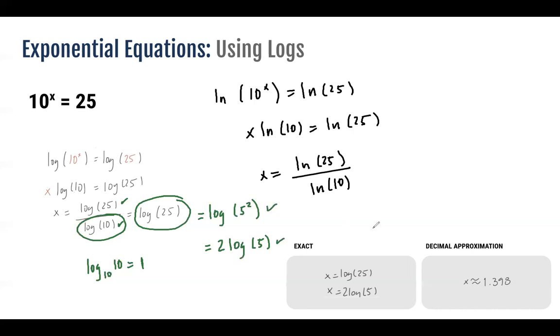So both will be correct. And the decimal approximation is just going to your calculator and finding the answer. But the only one that you could substitute here and get exactly 25 would be either of those two options.